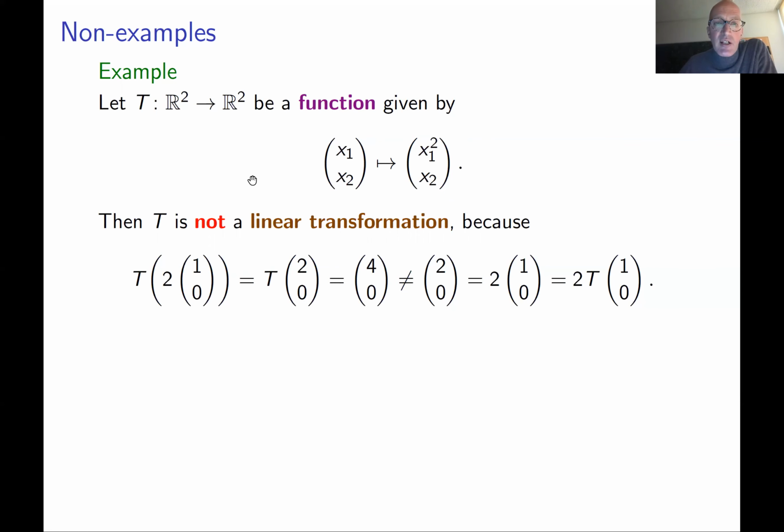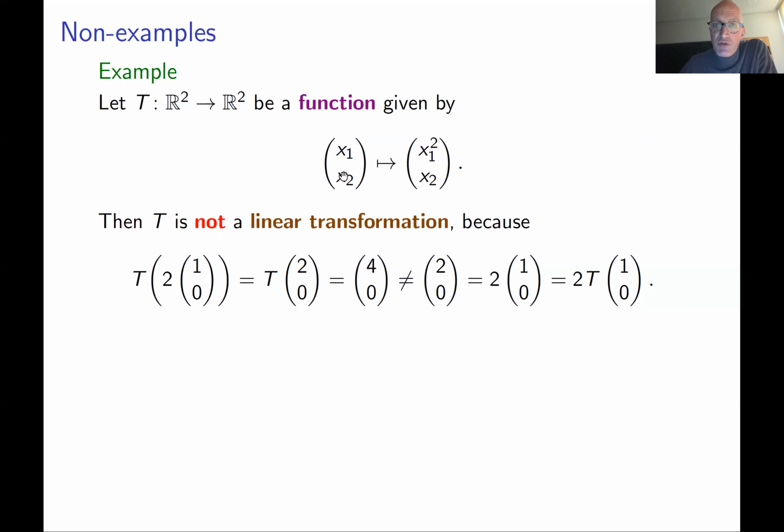Okay, here I just take the vector (1, 0) and take the number 2 and compute T of 2 times (1, 0). This is nothing but T of (2, 0), yet T of this vector.